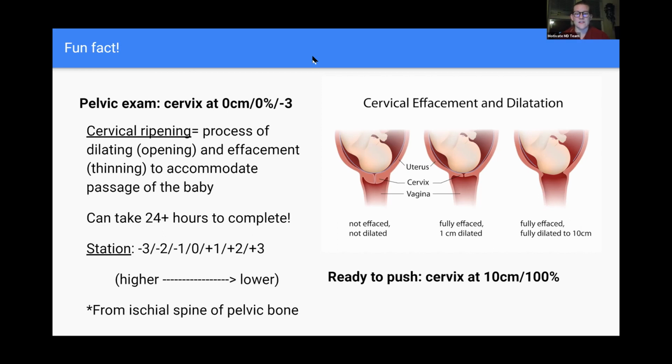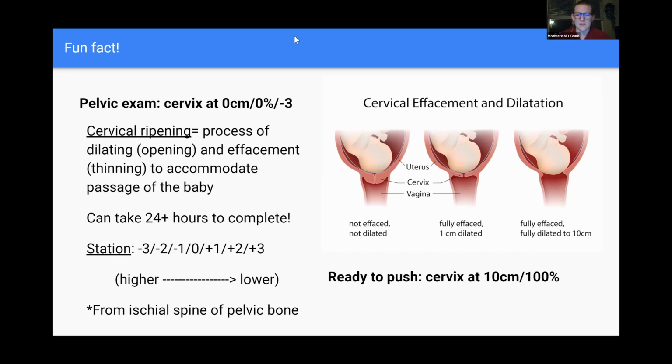And then the percent effacement is the like thickness of the cervix. So typically it's a couple centimeters tall. And then as it becomes more effaced, it gets gradually thinner and thinner and thinner until it basically is just non-existent. And you can kind of see this in the illustration as well. In the first one, it's not effaced. In the second one, it's fully effaced, meaning it's very thin. And then at fully dilated, it basically just recedes all the way to the walls of the uterus.